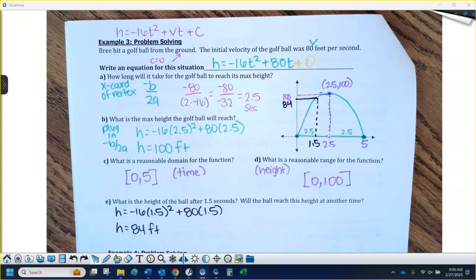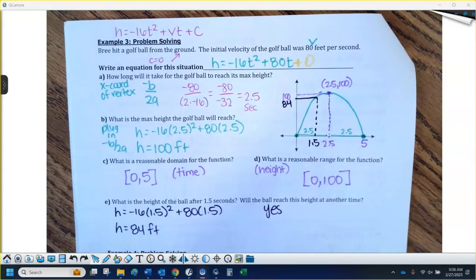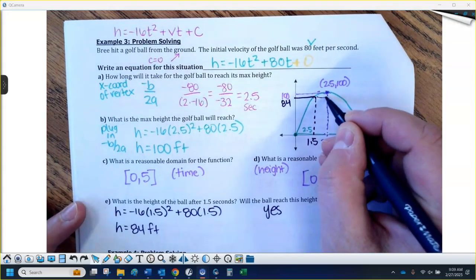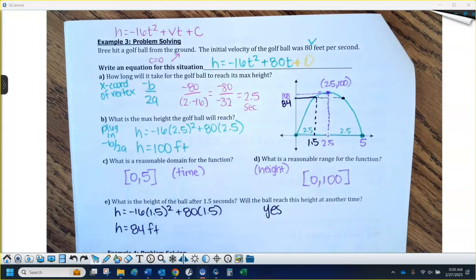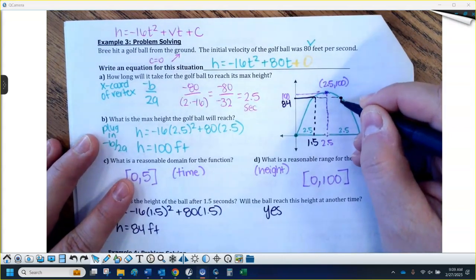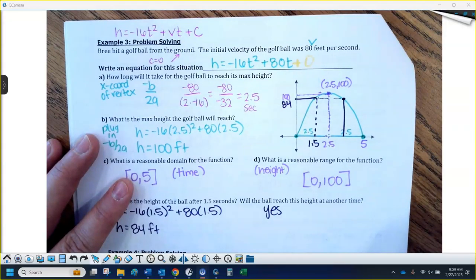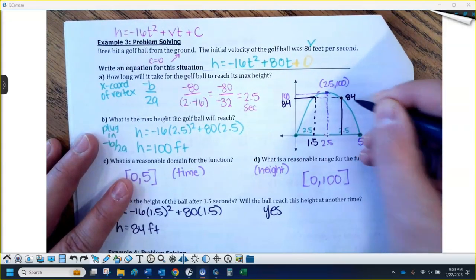The second part of that question says, will the ball reach this height at another time? Yes. How do you know? Because it bisects, so that means the other half's the same. Yeah, exactly. So you're going to hit 84 on the way up to that vertex, but then gravity's going to pull it back down. Let me draw a little line here. Somewhere over here, at what time? 3 seconds? Is that 3 seconds, plus the 1.5?